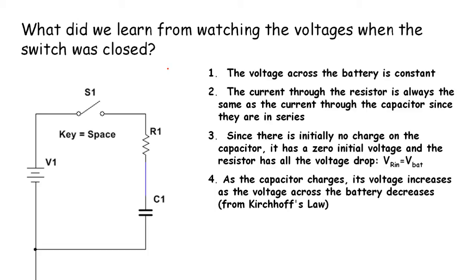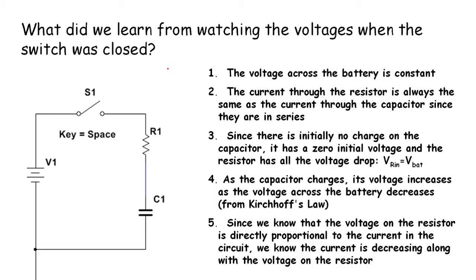That's Kirchhoff's law. It says that they're in series there. Since we know that the voltage on the resistor is directly proportional to the current in the circuit, we know the current is decreasing along with the voltage across the resistor. Even though we don't have a current meter in here measuring the current, I know the current is directly proportional to the voltage across that resistor, so I don't even need to measure the current.